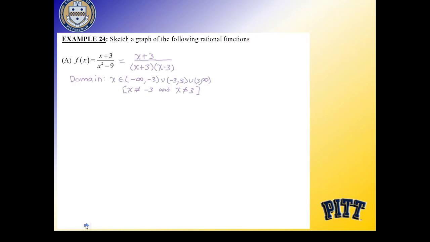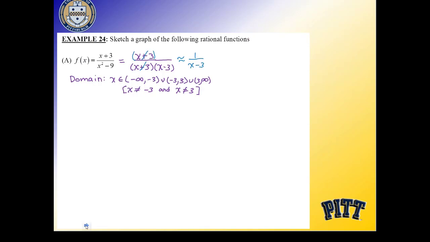So here for A, I'm going to first factor. I get x plus 3 over x plus 3 times x minus 3, which means my domain is all real numbers except negative 3 and 3. My restrictions are negative 3 and 3 for x values. Those two restrictions are going to define either a hole or a vertical asymptote, each one. How do I know which one it is?